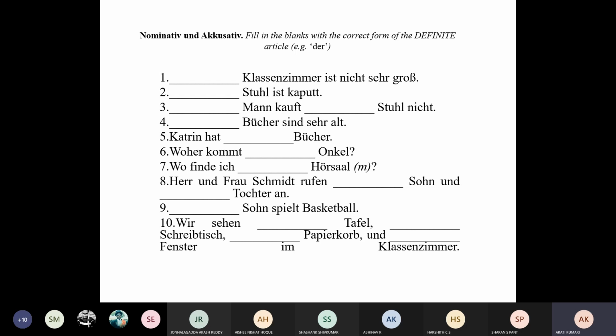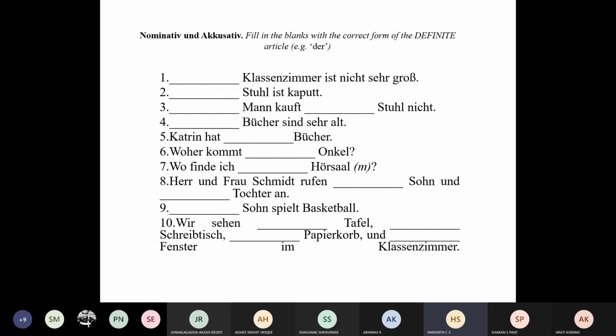Tell me, how will you make the sentence complete? Wir sehen. Wir sehen die Tafel. Ja. Den Schreibtisch. Ja.